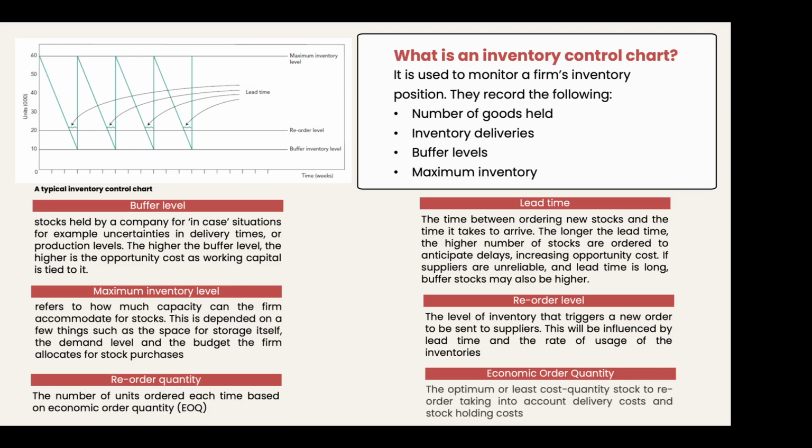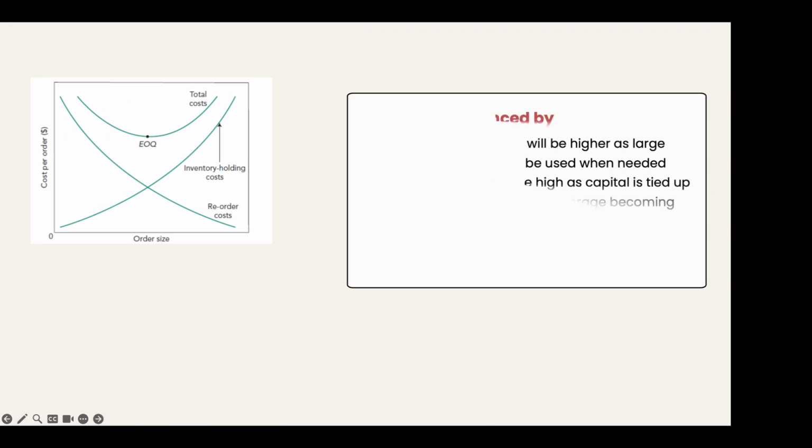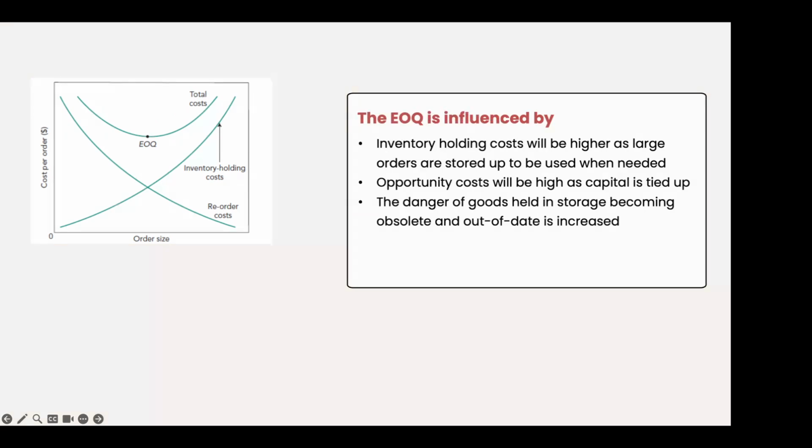All right, the economic order quantity is basically the least quantity of stock to reorder, taking into account delivery costs and stock holding costs. Let me share with you here. So this is how we derive the EOQ, or the optimal order to be made. EOQ is influenced by inventory holding costs and opportunity costs.